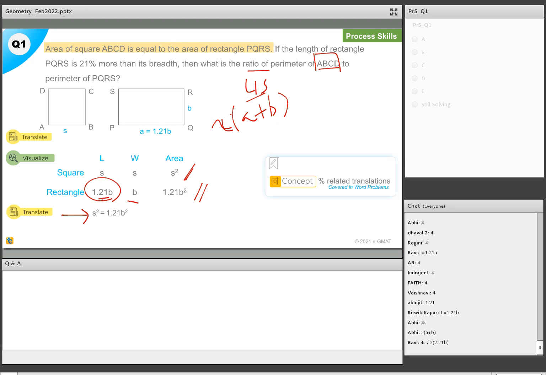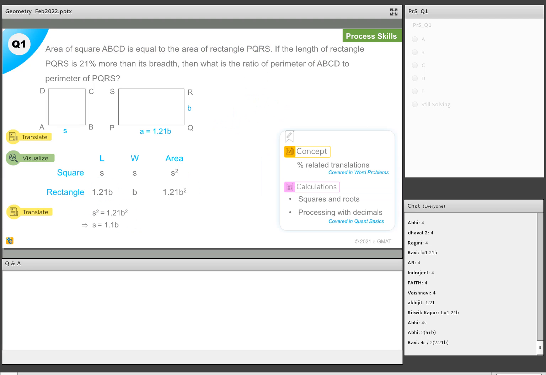The good thing is, to find this ratio, all you have to ensure is that everything is expressed in terms of one entity. B is already in terms of B, and you know what A is in terms of B. A is nothing but 1.21 B. So A and B are very easy to express in terms of B. The only thing missing was, how do I express S in terms of B? For that, you used the area. You got this: S square equal to 1.21 B square.